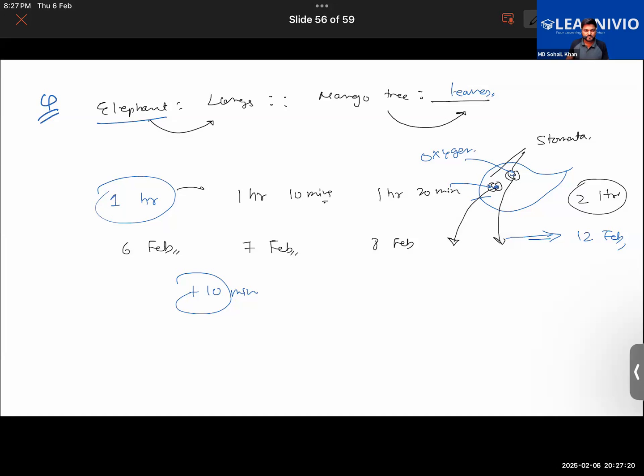And physical and chemical changes. Physical and chemical changes. Yes. Okay.